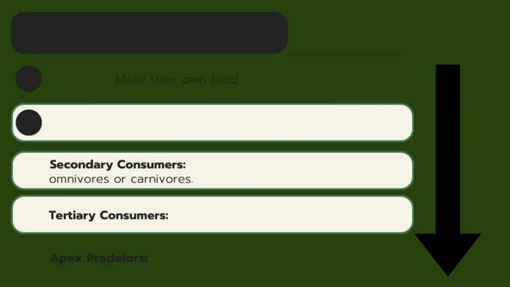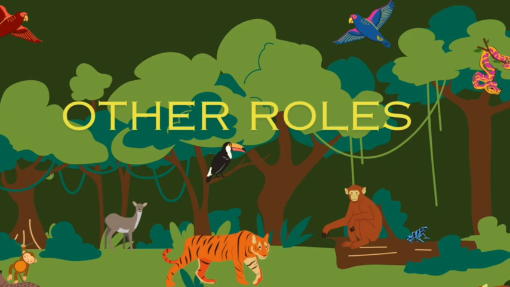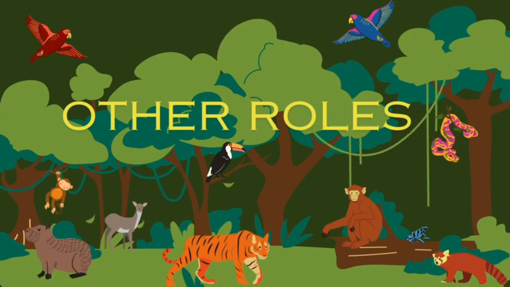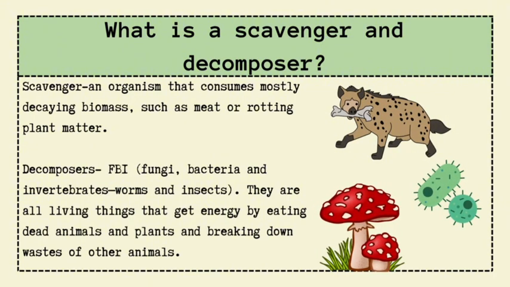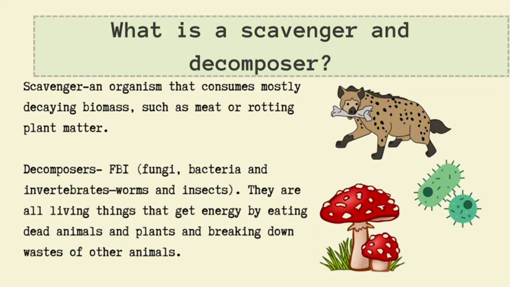Now, let's talk about the other roles in the food pyramid. What is a scavenger and decomposer? Scavengers are organisms that consume mostly decaying biomass such as meat or rotting plant matter. While decomposers, on the other hand, are things like fungi, bacteria, and invertebrates. Think of FBI to remember. They break down the dead matter and waste of other animals. While the two may be similar, they're completely different, as a scavenger is an animal.